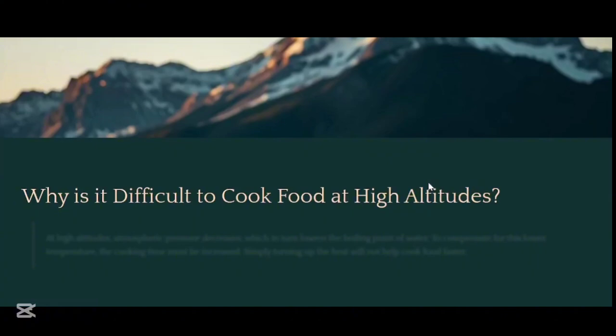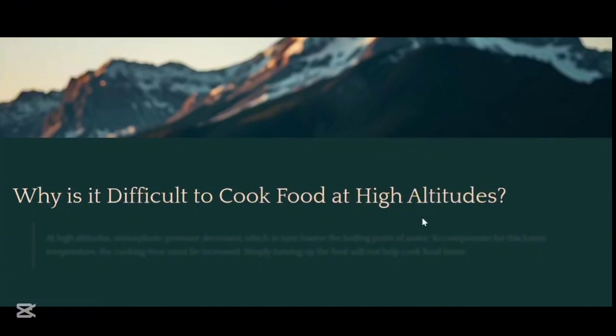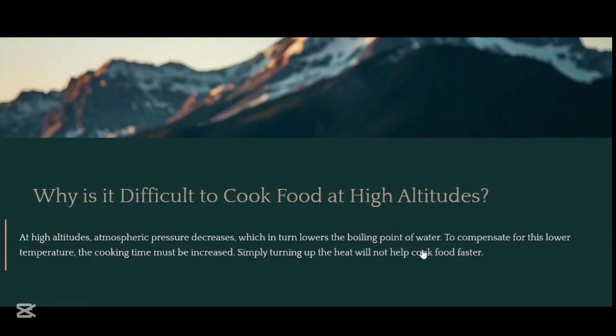Why is it difficult to cook food at high altitudes? At high altitudes, atmospheric pressure decreases, which in turn lowers the boiling point of water. To compensate for this lower temperature, the cooking time must be increased. Simply turning up the heat will not help cook food faster.